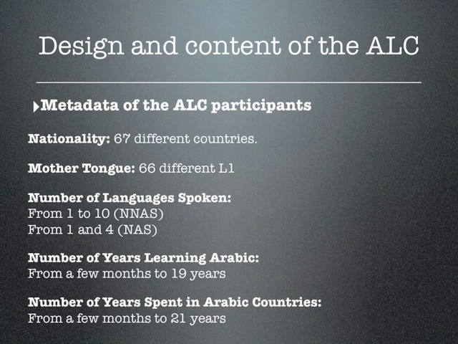The number of languages spoken by each learner ranged from 1 to 10 in the case of non-native speakers, while native speakers spoke between 1 and 4 languages. The learners spent between a few months and 19 years in their acquisition of Arabic. The native Arabic speakers were excluded from this category. The number of years an individual has spent in an Arabic-speaking country ranged from a few months to 21 years, and native speakers were also excluded from this category.